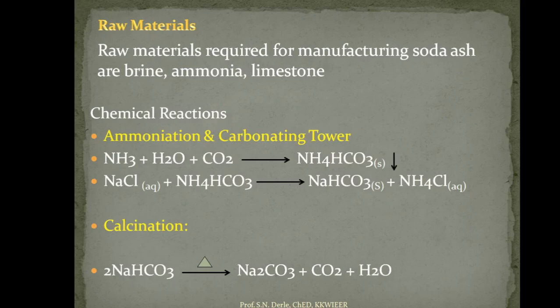Chemical reactions involved. Here in the ammoniation and carbonating tower, ammonia, CO2 and water react. It gives ammoniated liquor, and that ammoniated liquor reacts with brine, and the brine gets ammoniated and forms sodium bicarbonate plus ammonium chloride, an aqueous solution. So this sodium bicarbonate and ammonium chloride is the product obtained from the carbonating tower.